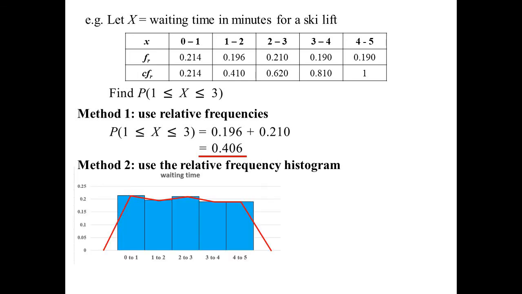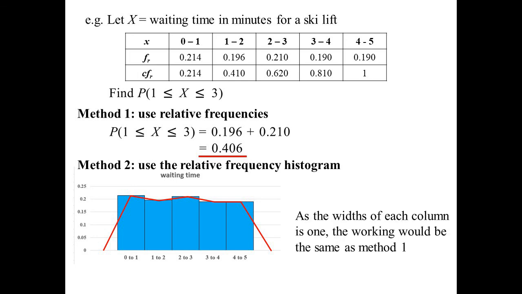If I use that histogram, remember yesterday we saw that the probability turns out to be the area of the histogram if the width is 1. And in this case, you'll notice the width is 1. It's going 0 to 1, 1 to 2, 2 to 3, and so on. So I can use those areas. Those areas actually turn out to be the same as those probabilities. So again, we get 0.196 plus 0.210, which is 0.406. So that's a second way we could do it.